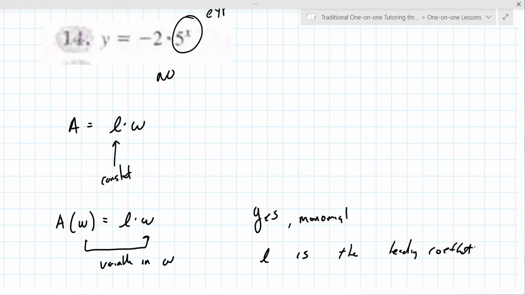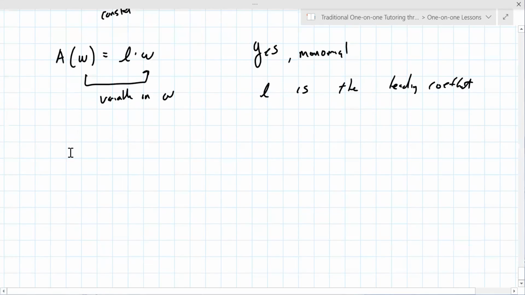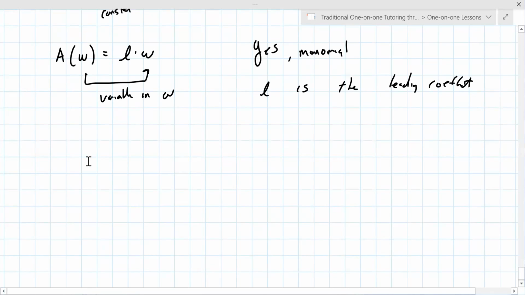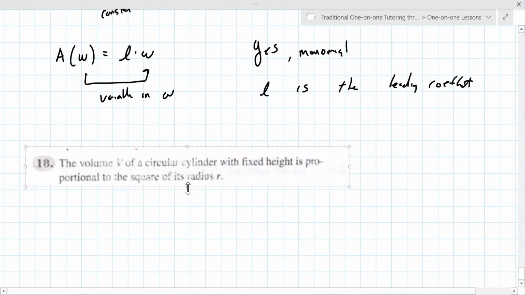Okay, and then 18 is the next one. Write the statement as a power function equation. We may actually get through all of these. Three more. The volume of a circular cylinder with fixed height is proportional to the square of its radius r.